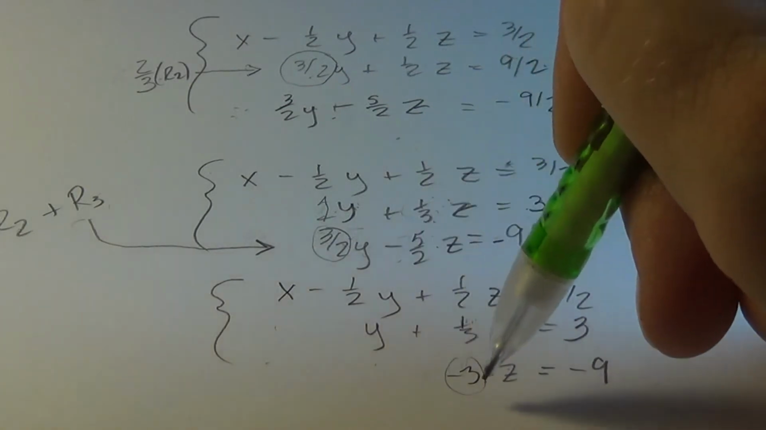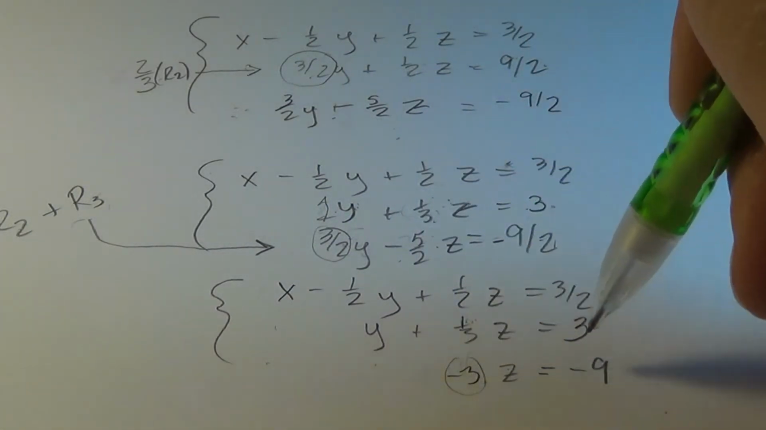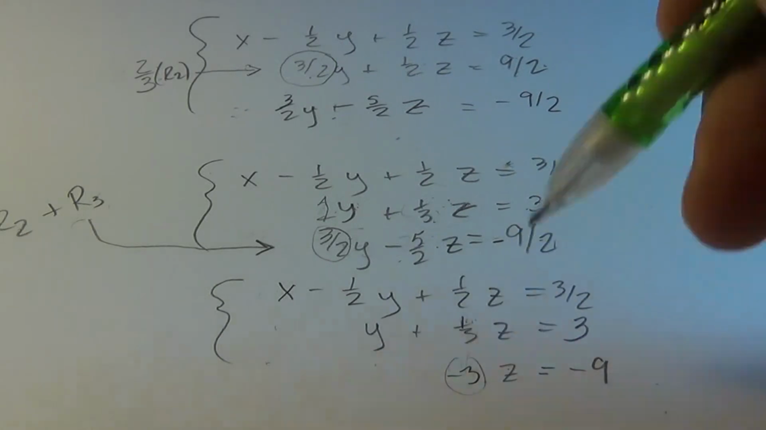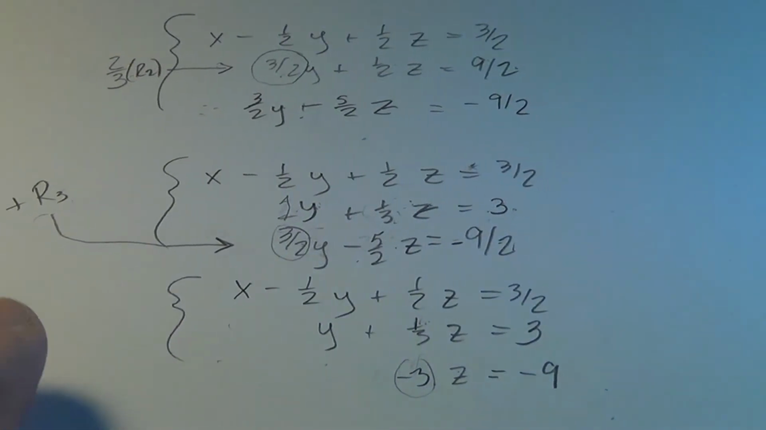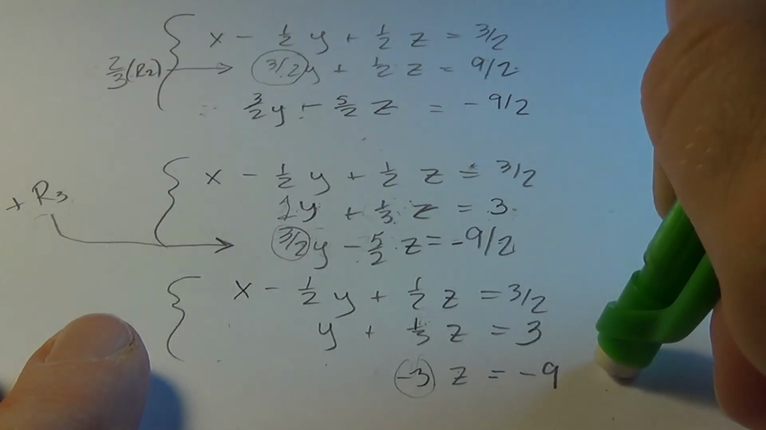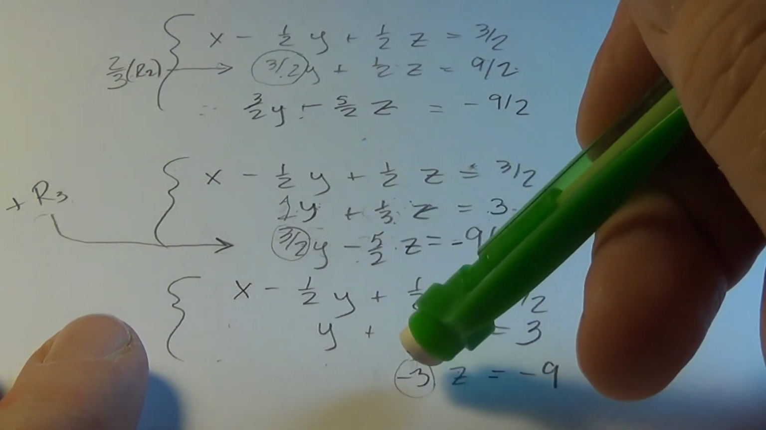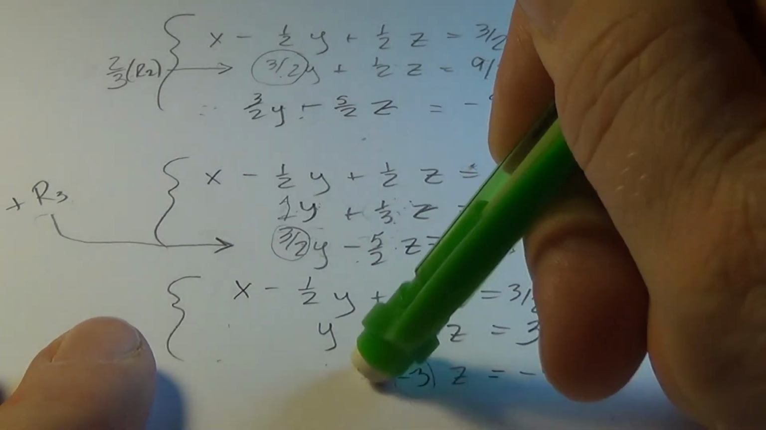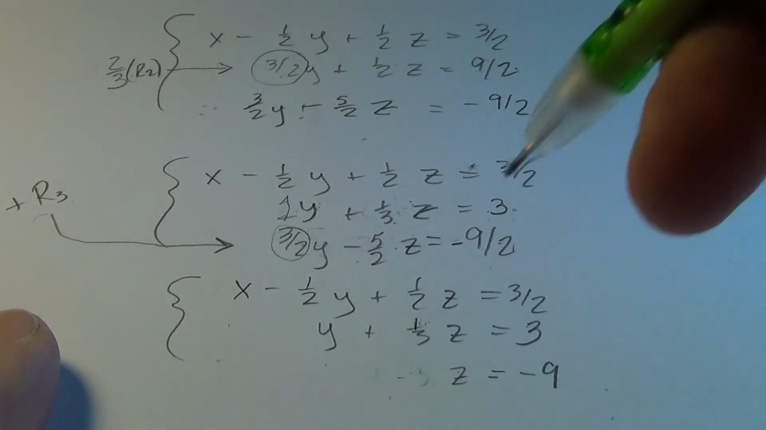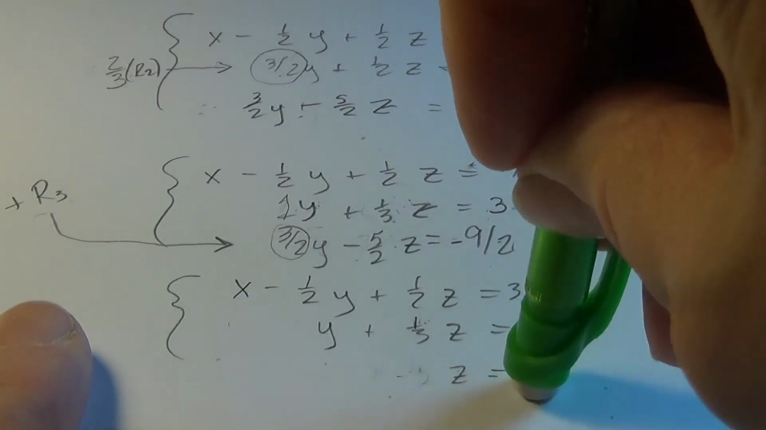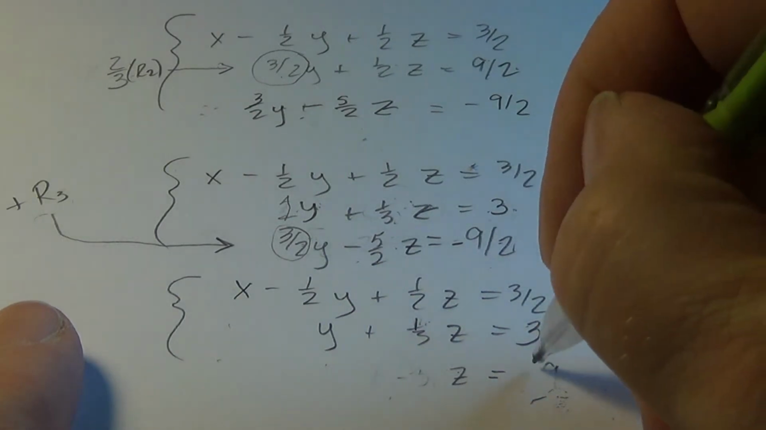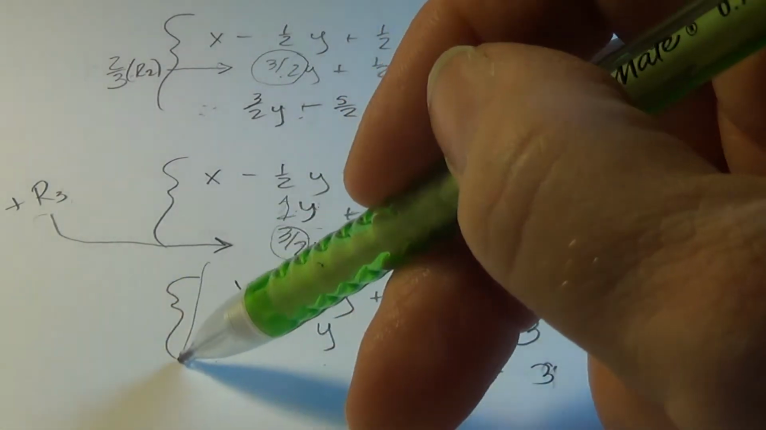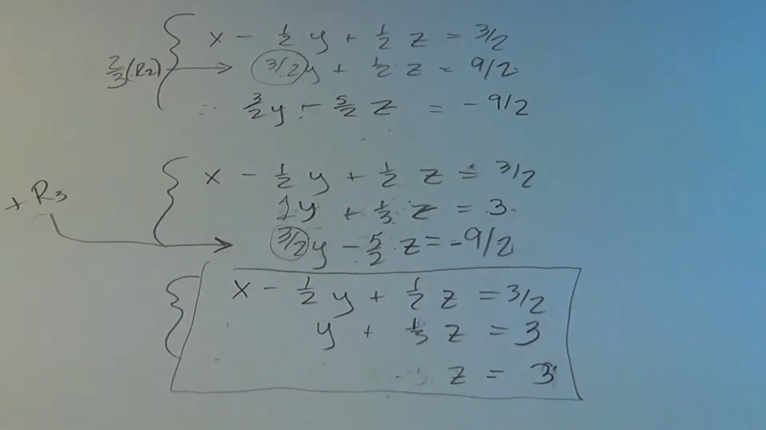We can do that by dividing everything by negative 3. I don't have a lot of room left, so I'm going to just replace this equation with what it would look like if we divided this by negative 3 and this by negative 3. Or you can think of it as multiplying by negative 1/3, so I'm going to get z equals 3. This is row echelon form, and when we're using Gaussian elimination, we will always put our equations in row echelon form.